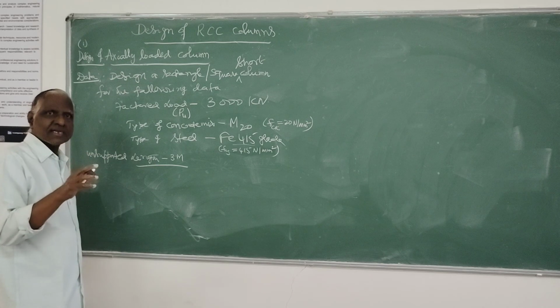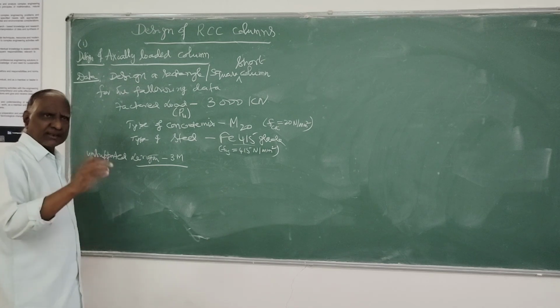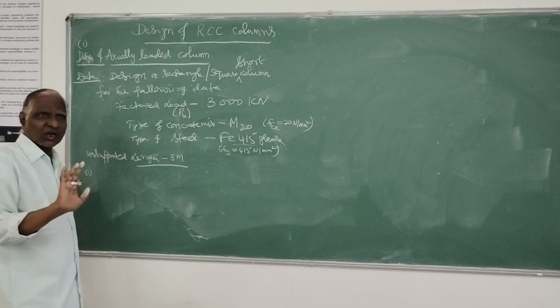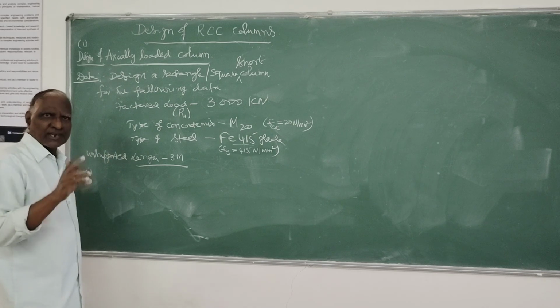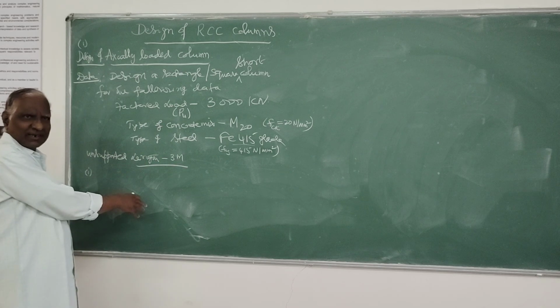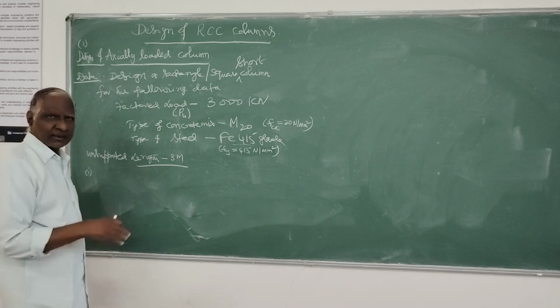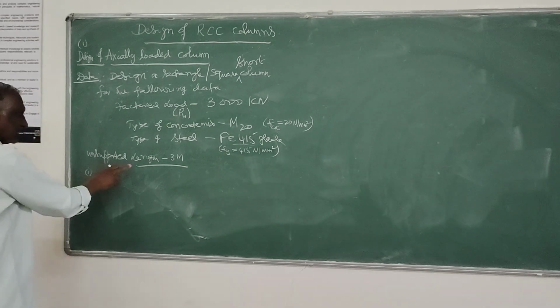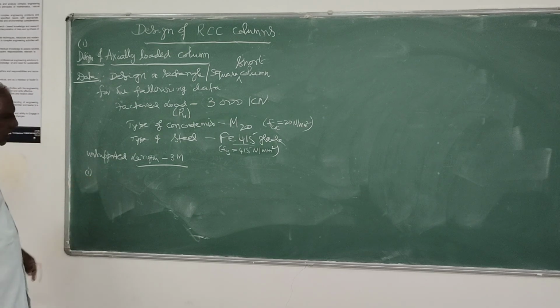Forget about the long column effect or slender column effect. That's also called the slender column effect. In the code, they specify it as slender column, not long column. Slender column means it is a long column: L by D ratio or L by B ratio greater than 12. So that is the first thing we have to arrive at.